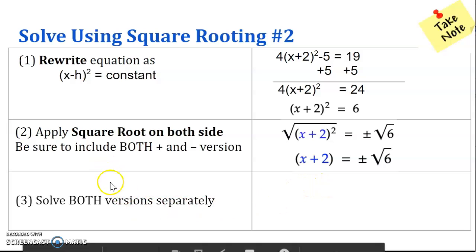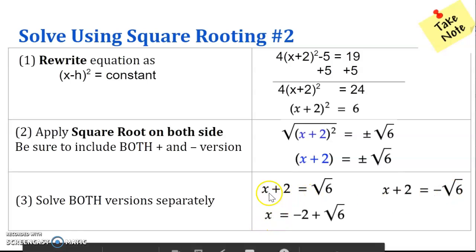Then from here, you solve both versions separately. You do need to write the equations separately. So x plus 2 is equal to positive root 6, or the other possibility is x plus 2 is equal to the negative version, which is negative square root of 6. Then from here, you are going to subtract 2 from both sides, and you are going to be left with x is equal to negative 2 plus root 6. On the other side, x is equal to negative 2 minus root 6. Notice that this is not just a plus. The answers are a little bit more complicated than before.